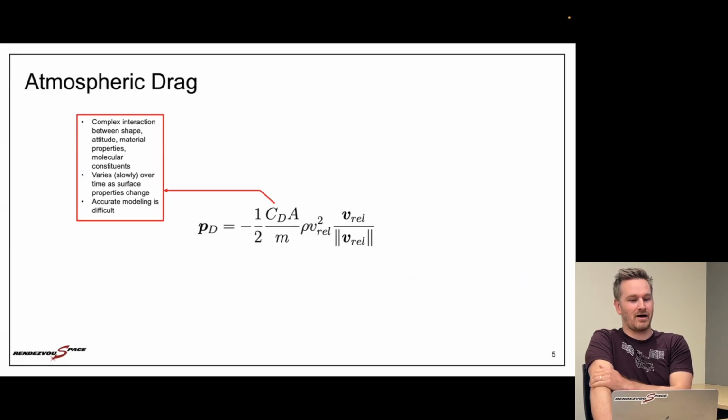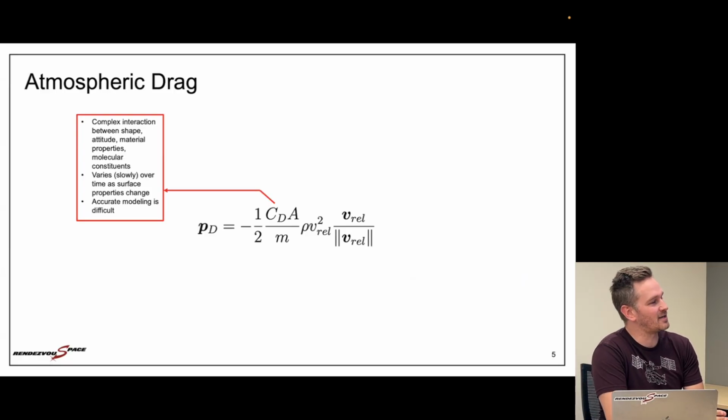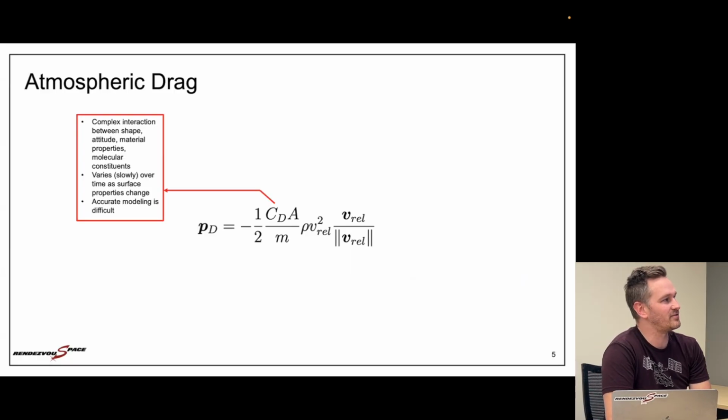So what am I talking about? Atmospheric drag. Let's break down each of the components. This is the standard equation you'll see for atmospheric drag in basically any context. So CD, the coefficient of drag. This is tricky to nail down.